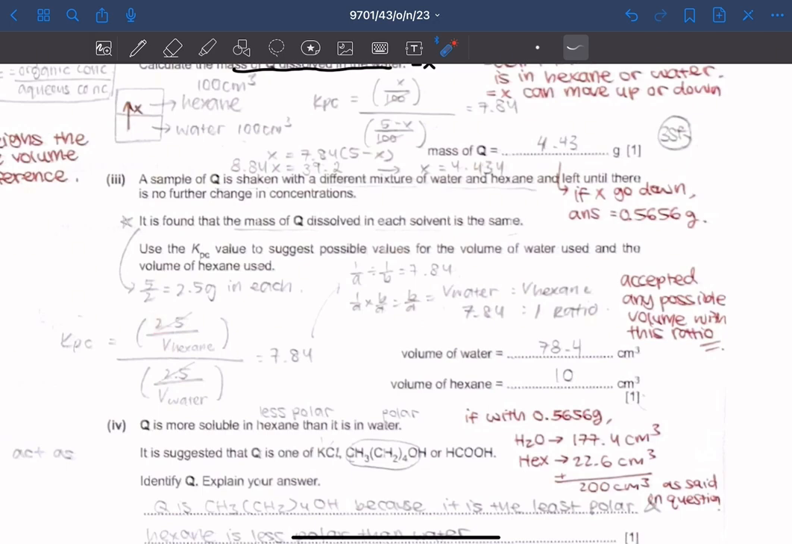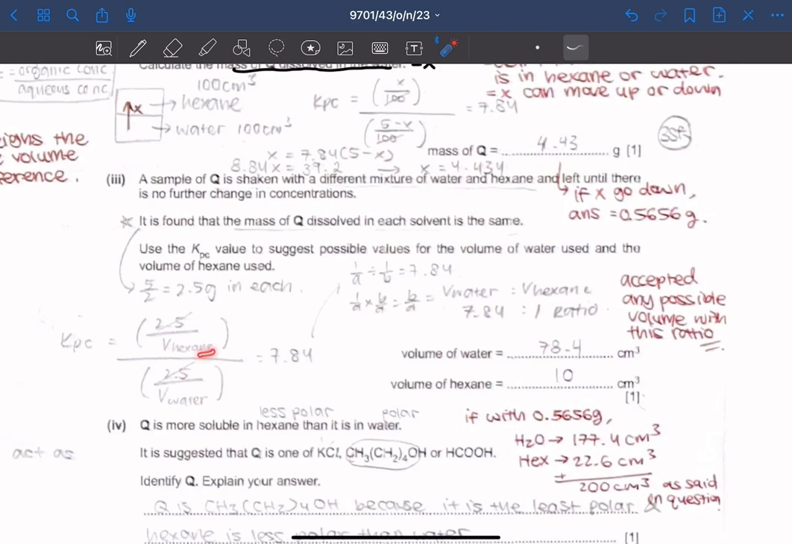So KPC organic concentration is mass over volume, like just now. But this time we need to find the volume of hexane and volume of water. 2.5 divided by the volume of hexane over 2.5 divided by volume of water. And then this is equal to the KPC, which is 7.84 as previous.